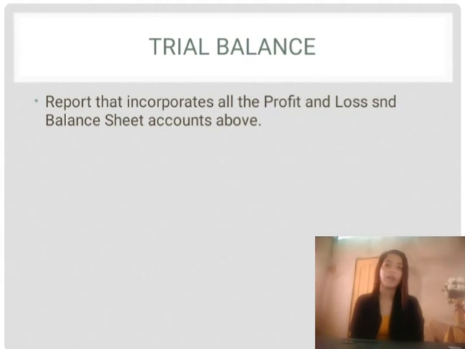Next is the trial balance. What is a trial balance? It is one report that incorporates all the profit and loss and balance sheet accounts above. These are the basics you need to know to help manage and understand your finances.